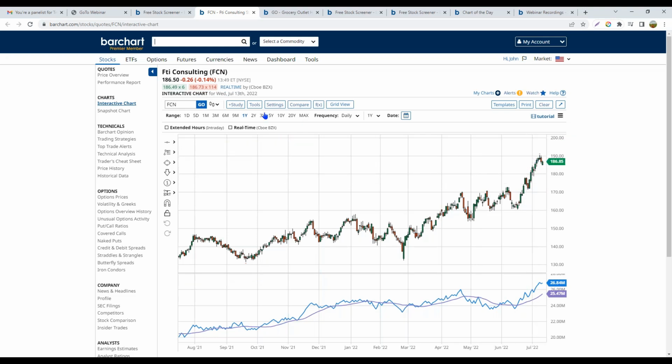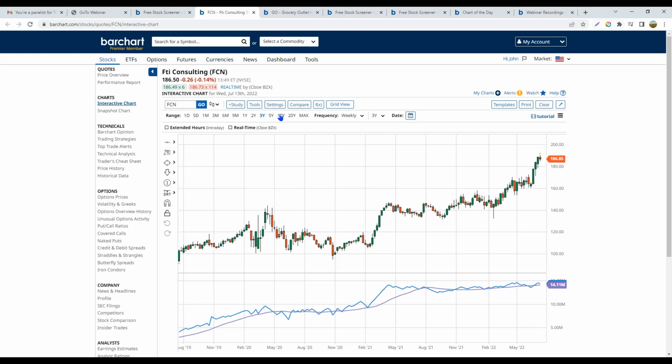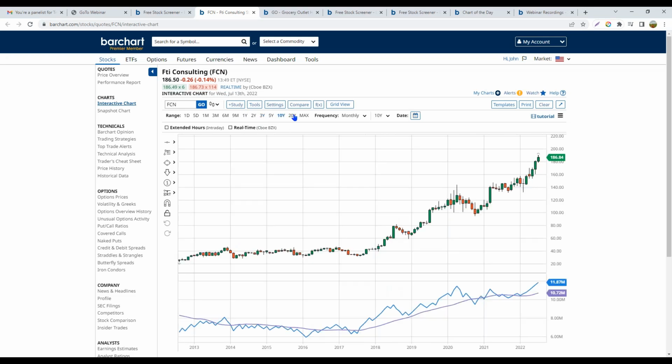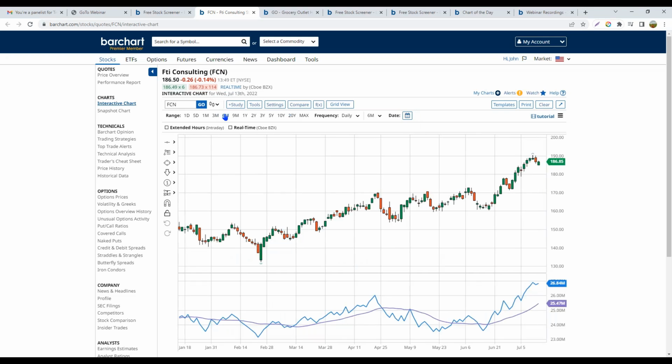Now, again, let's look at a higher time frame. What do we see? Is there any resistance in this stock? 20 years? No. So this would give me a lot of confidence that if this one makes a new high, this stock may have a lot of potential to go a lot higher, because there's really nothing to slow it down.